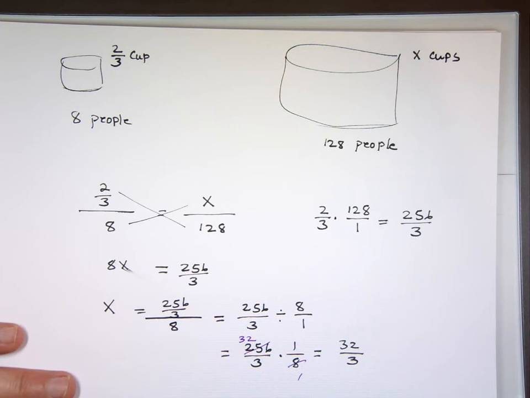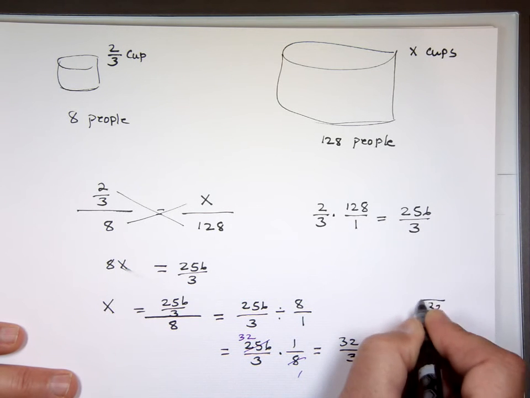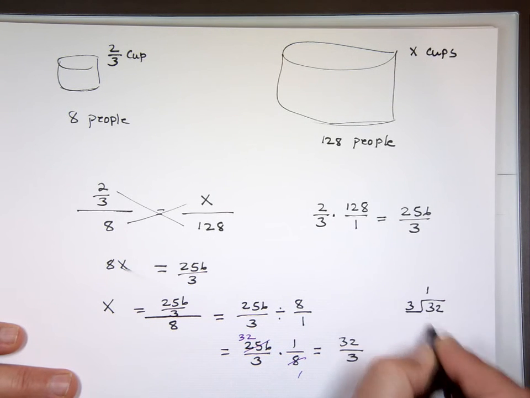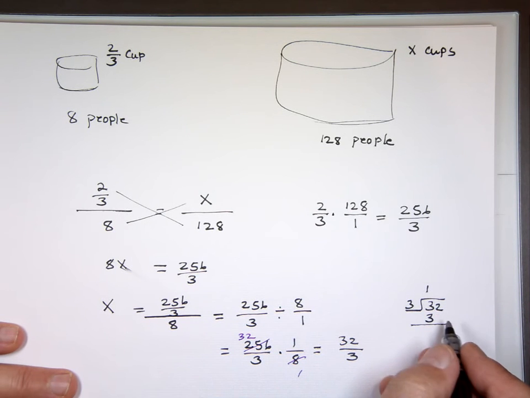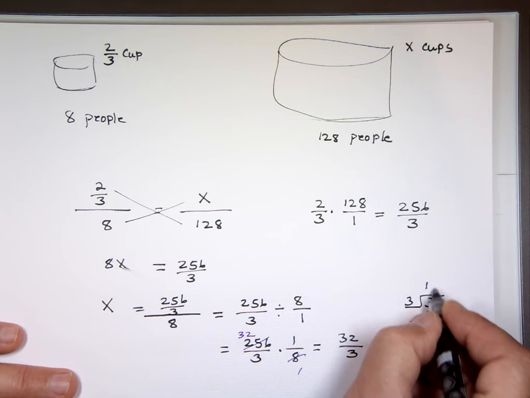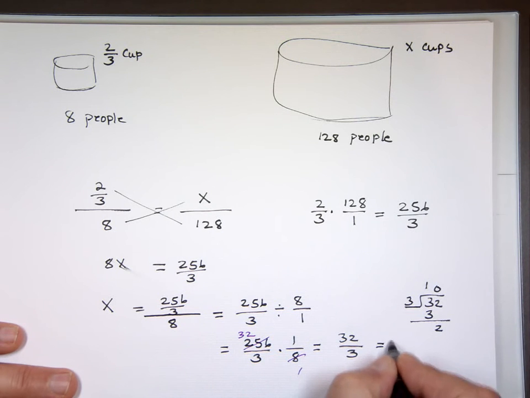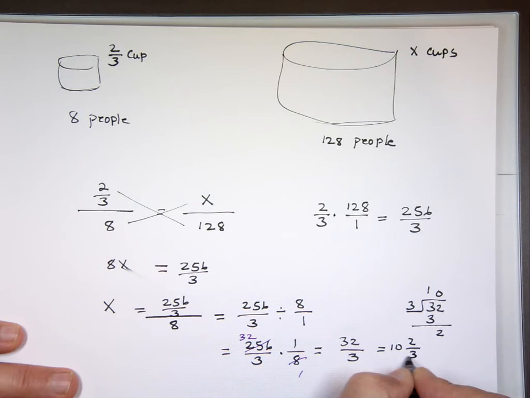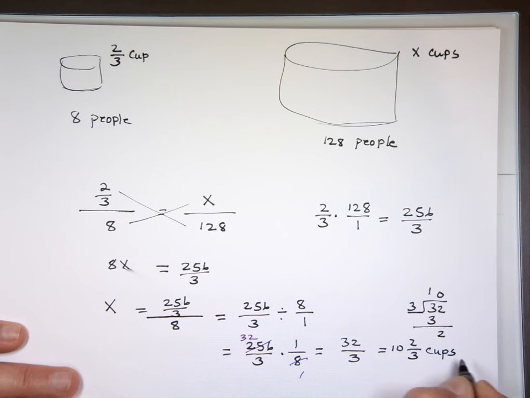So let's go to the side. What's 32 divided by 3 there? 1. 1 times 3 is 3. Bring the 2 down. 2 divided by 3 is 0. So it's 10 and 2/3 cups of sugar. That's what you're going to need for that cake. 10 and 2/3 cups. Yep. Well, you've got to feed 128 people. You can use it for cooking besides cake.